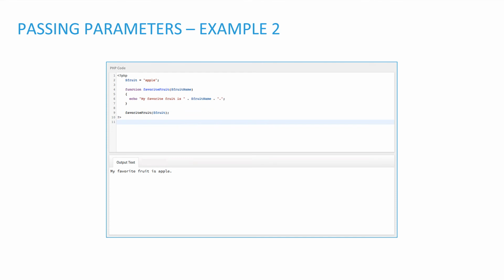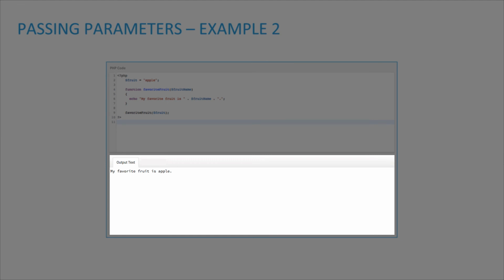Also, we can pass a variable as a parameter instead of a direct value, as in example number 2. In this example, we passed a fruit variable as a parameter to the favorite fruit function when the code was executed. And as you see, it will replace that variable with its stored value to output the following result.